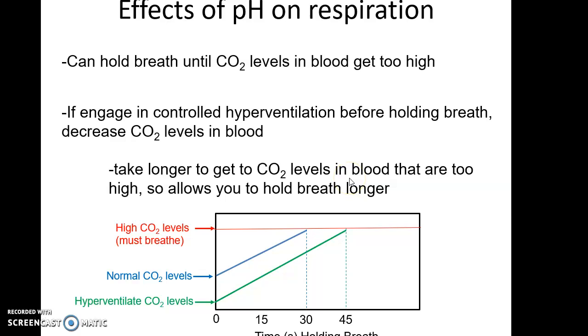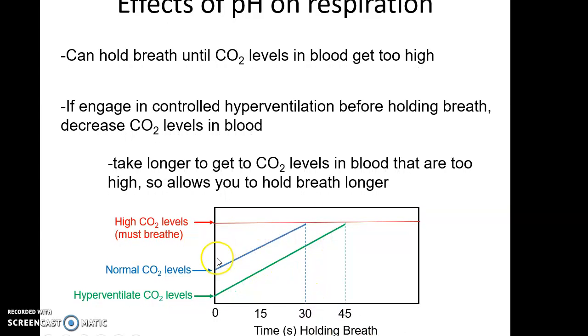Now, a side effect of all of this is that we can hold our breath longer if we first hyperventilate briefly before holding our breath. Why? Well, if we hold our breath after breathing normally, that means our carbon dioxide levels are at their normal level, and it'll take a certain amount of time for carbon dioxide levels to build up in the blood before we feel the overwhelming urge to breathe. It just takes a certain amount of time, say 30 seconds.